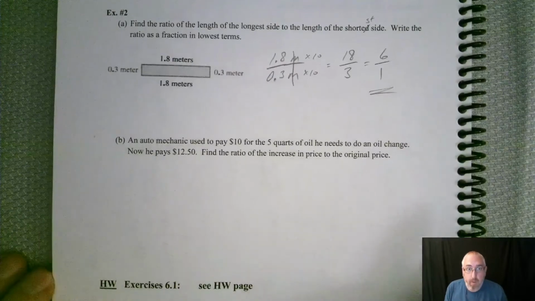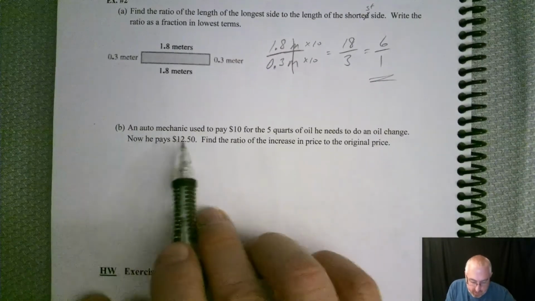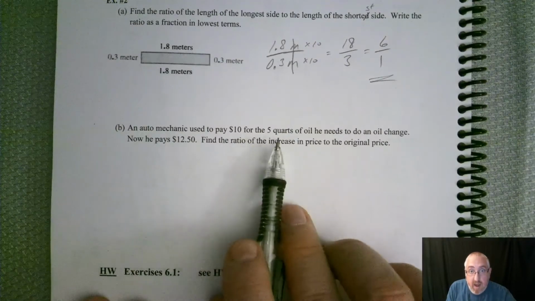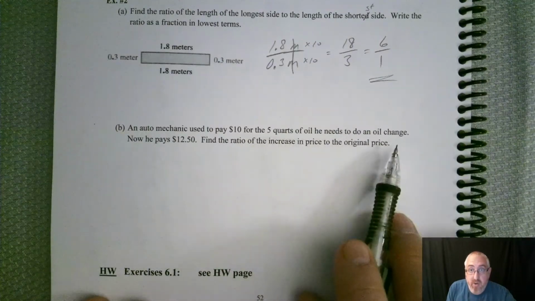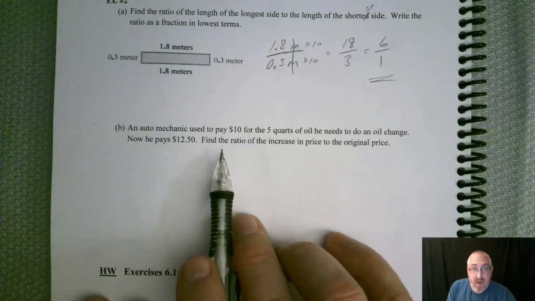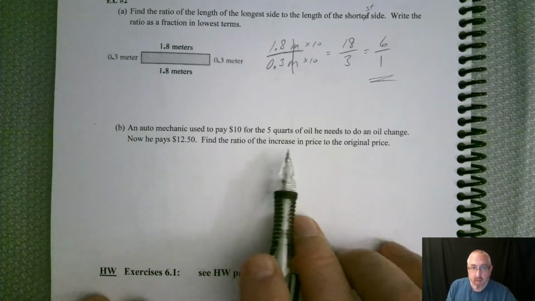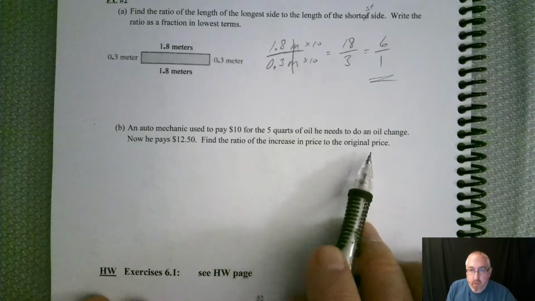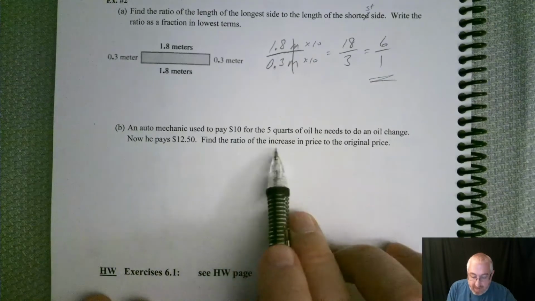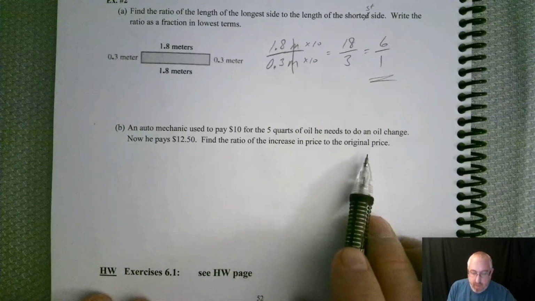All right, last one. An auto mechanic used to pay $10 for the 5 quarts of oil he needs to do an oil change. Now he pays $12.50. Find the ratio of the increase in price to the original price.